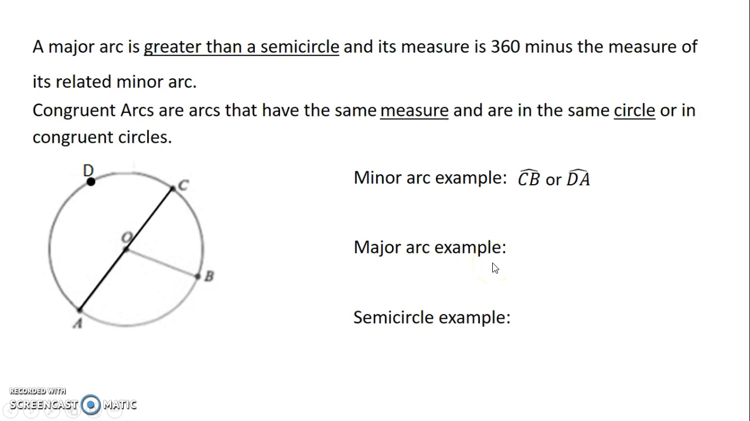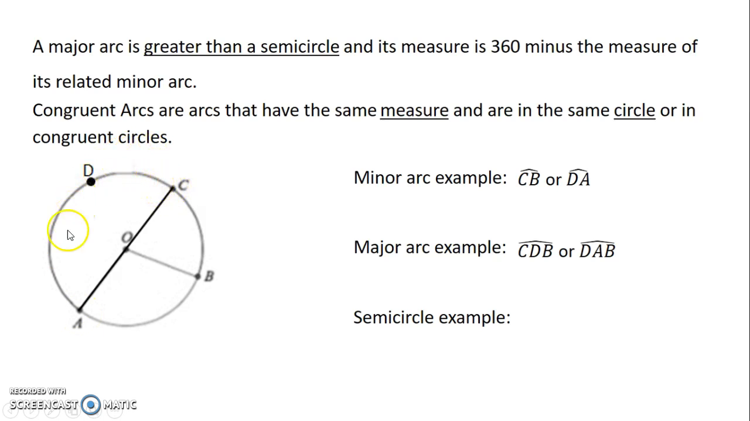Major arcs will still have that curved mark, but they have to use three letters. Because, for example, if I wanted to still start with C and end at B, but I needed it to be a major arc, I don't want to go the short route here. I want to go from C, pass through D, and then stop at B. Yes, I passed through A as well, but you still only use 3 letters.